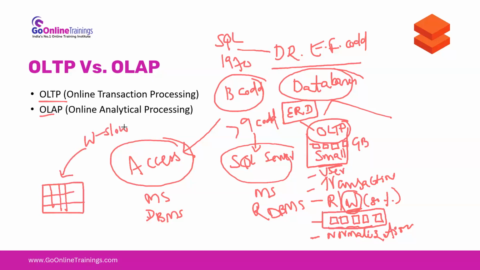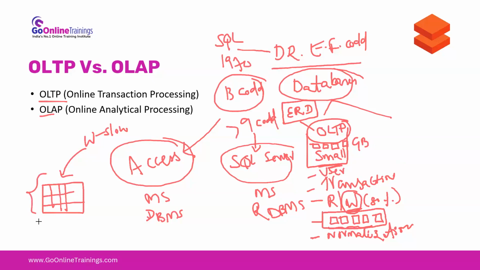For example, you come to goonlinetrainings.com, you give your number, you ask for the course, then we write the course name also, then you make the payment, we write the payment details. So all the data I'm going to be storing in a single Excel sheet, that is also fine. But when you have more and more data, and you're going to store all of it in a single table, it will become slow.